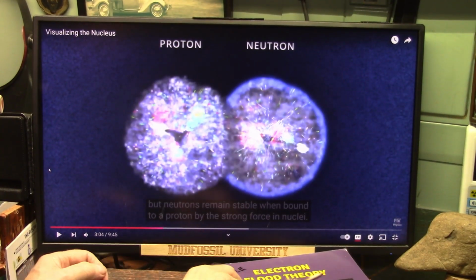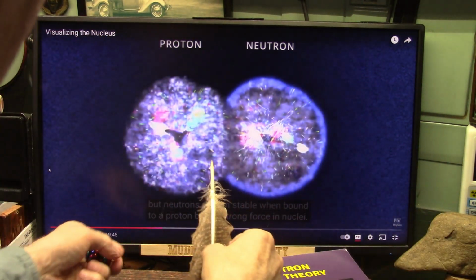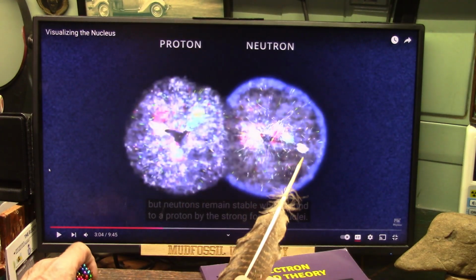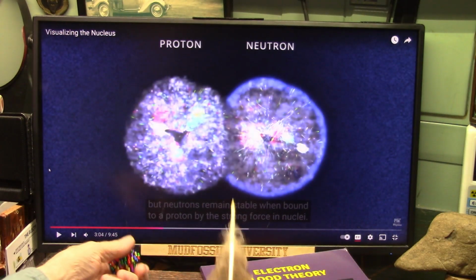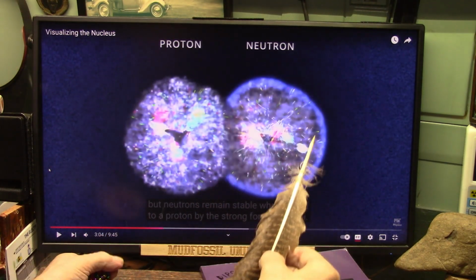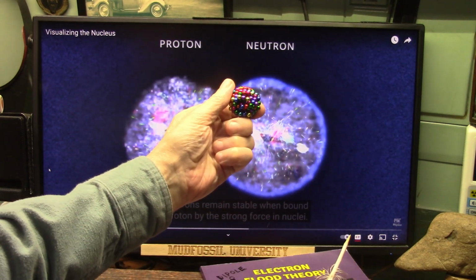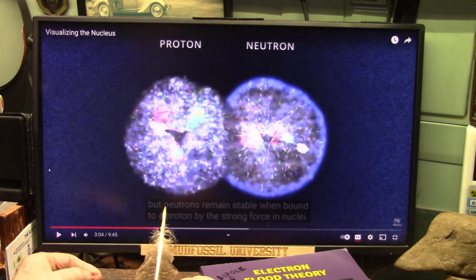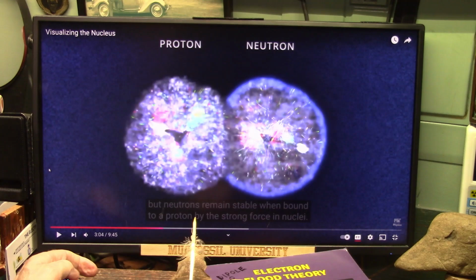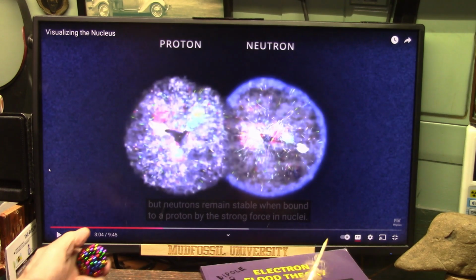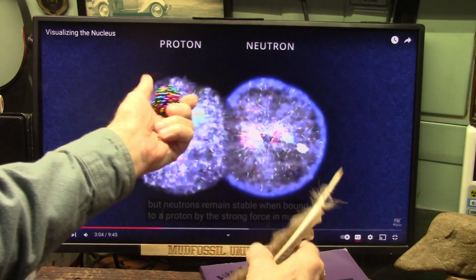Well, okay, I guess we can wrap it up just about right here, because they're not going to look into the nucleus. I thought they were going to look into the nucleus. They're looking into the nucleus of big molecules. I look into the nucleus of a hydrogen atom, and I say the nucleus is made of dipoles. Now they claim that neutrons remain stable when bound to a proton by the strong force in nuclei. Or I say the neutron is just one more electron than a proton.